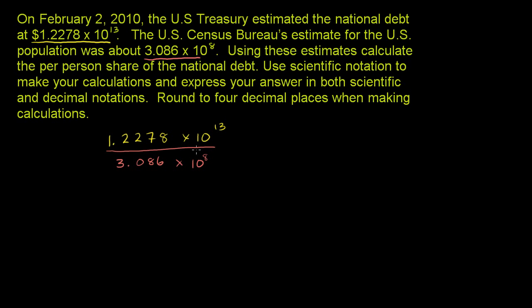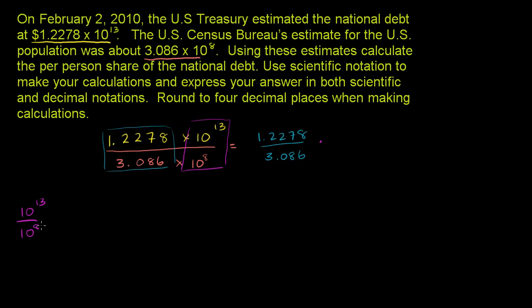And we could separate this into 2 division problems. We could say that this is equal to the division right here. These guys, 1.2278 divided by 3.086. And then times 10 to the 13th divided by 10 to the 8th. Now what's 10 to the 13th divided by 10 to the 8th? Let me do it over here. 10 to the 13th over 10 to the 8th. The way I think about it, this is the exact same thing.